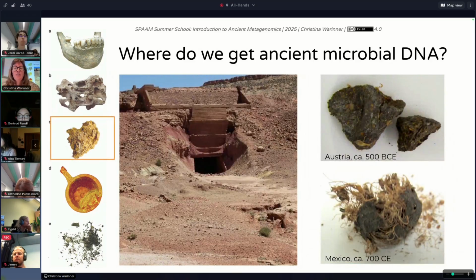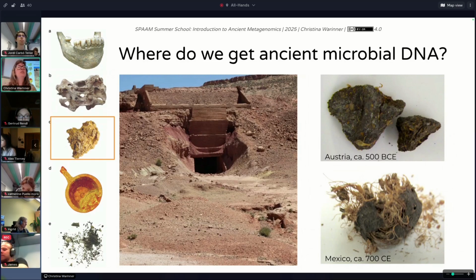Another great source of ancient microbial DNA is paleofeces. Now, paleofeces is not common, does not preserve under normal circumstances. If feces preserved routinely, we would all be up to our ears in it. So it's really good that it does decompose and break down. But when we do find it, it can be extraordinarily informative about lives in the past, including the gut microbiome, different aspects of health, but also the foods and diets people consumed.